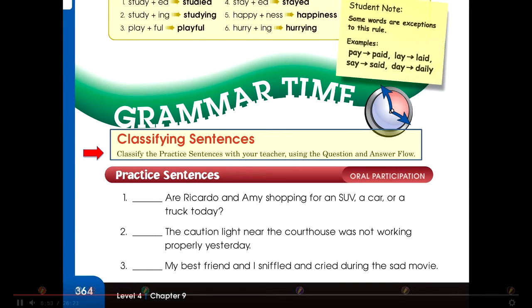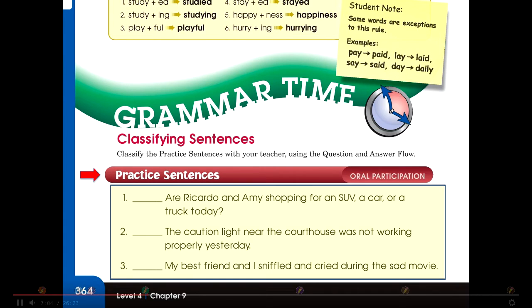Let's get started with grammar time. Classifying sentences. Classify the practice sentences with your teacher using the question and answer flow. As I conduct the vocabulary check on these sentences, please be looking for any words that are unfamiliar to you. If you do find a word, then make sure that you check in with your teacher for extra clarification.